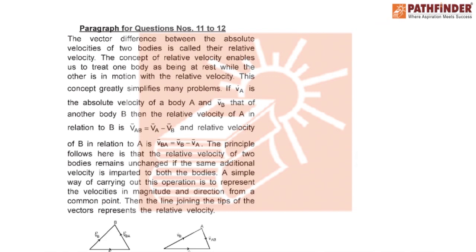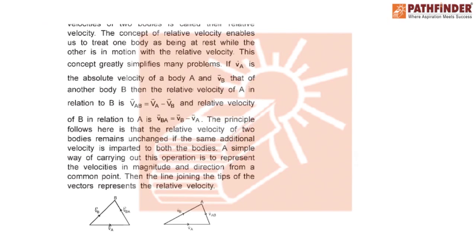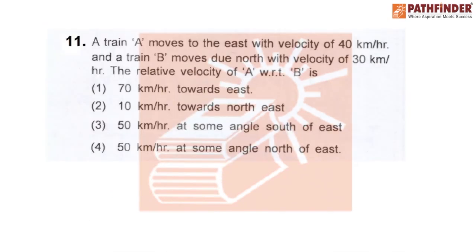If Va is the absolute velocity of a body A and Vb that of another body B, then the relative velocity of A in relation to B is given as Va minus Vb, and the relative velocity of B in relation to A is written as Vb minus Va. The principle followed here is that the relative velocity of two bodies remains unchanged if the same additional velocity is imparted to both the bodies. A simple way of carrying out this operation is to represent the velocities in magnitude and direction from a common point. Then the line joining the tip of the vectors represents the relative velocity. So considering this paragraph, we have a problem. Question number 11.